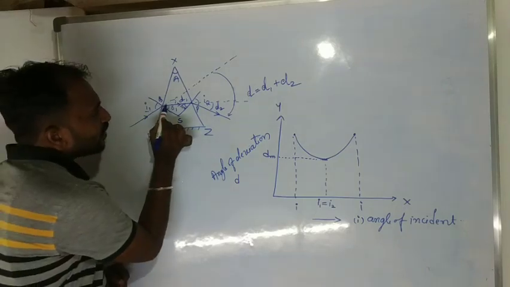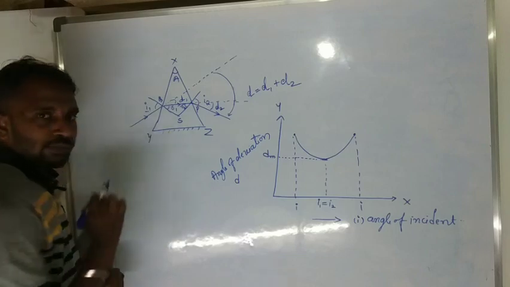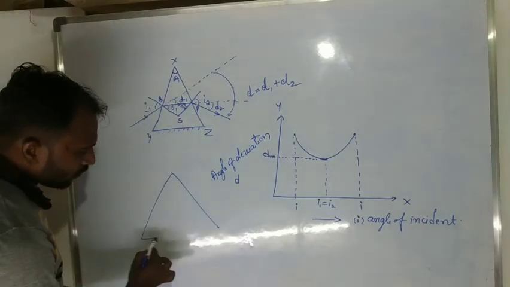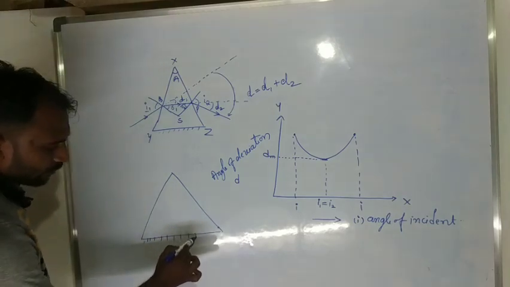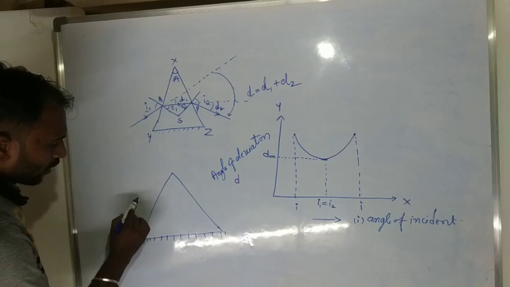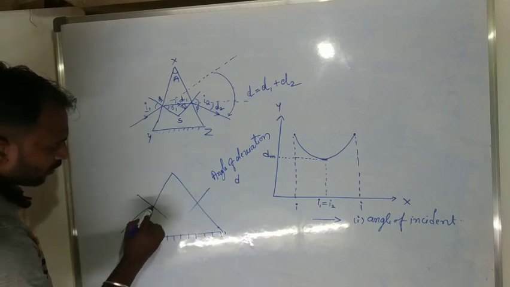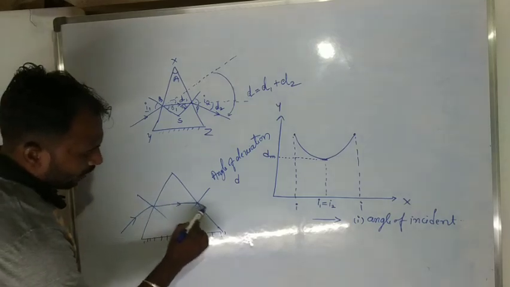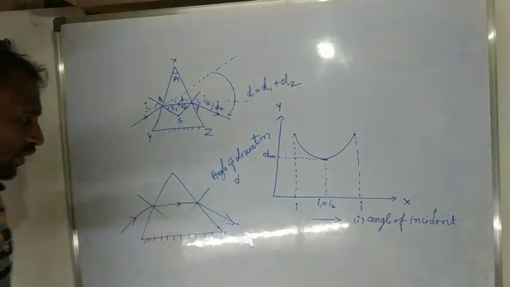So this refracted ray is parallel to the base. For example, here, this one is the base. And here we consider the normals, the angle of the incident ray, refracted ray, and emergent ray. We want the minimum angle of deviation.